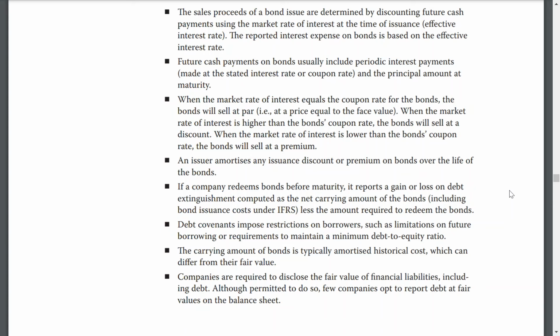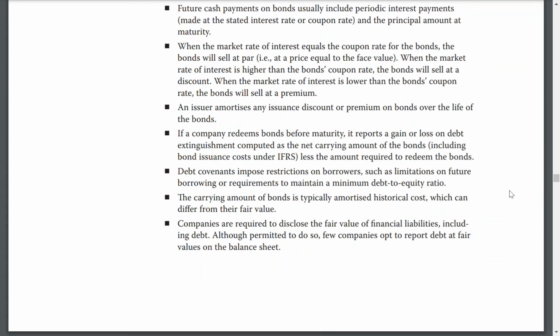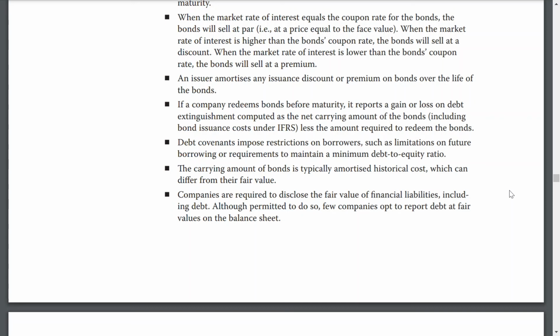When the market rate of interest is lower than the bond's coupon rate, the bond will sell at a premium. An issuer amortizes any issuance discount or premium on bonds over the life of a bond. If a company redeems bonds before maturity, it reports a gain or loss on debt extinguishment, computed as the net carrying amount of the bond, including bond issuance costs under IFRS, less the amount required to redeem the bond.